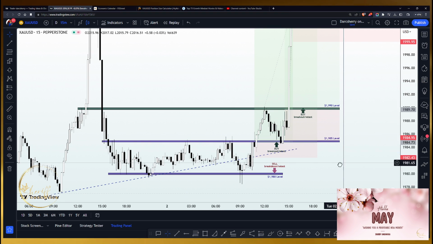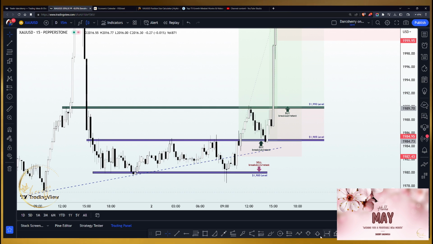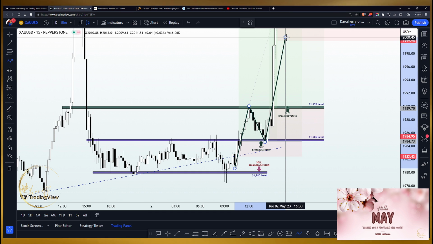And interesting enough, I think a couple of hours into the New York session yesterday, we saw the breakout retest of that structure, as you can see. So if you had missed out on this opportunity, the market came back to retest the structure and boom, it went all the way to the upside.